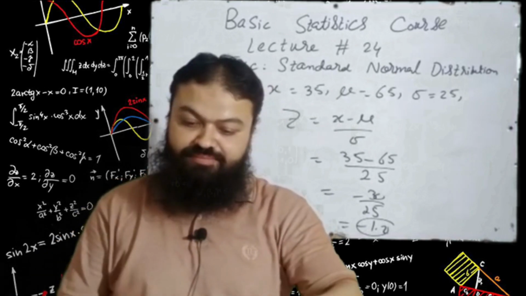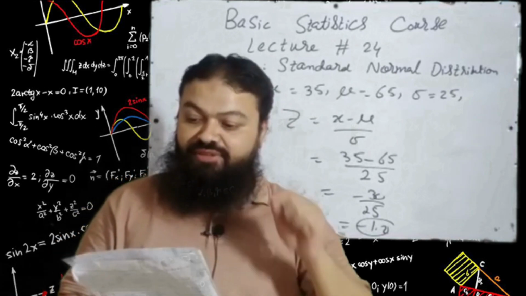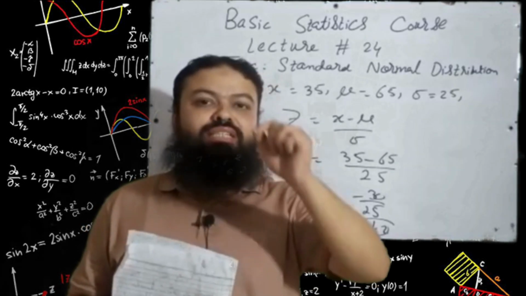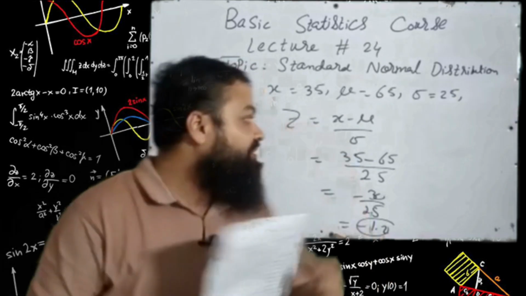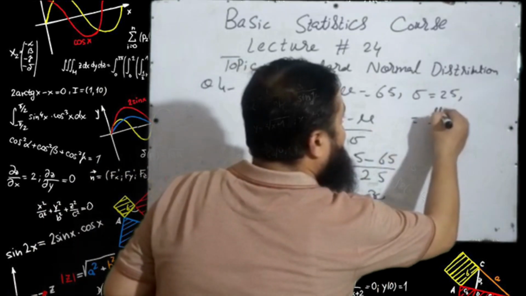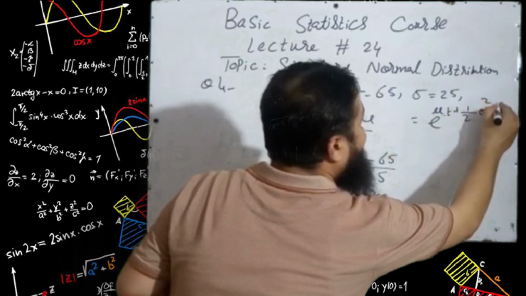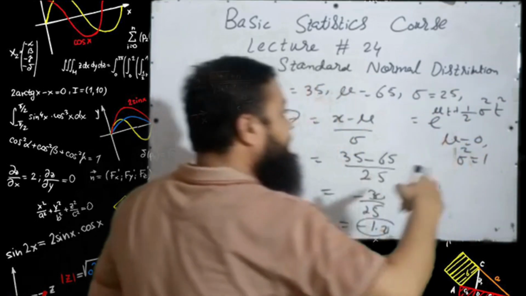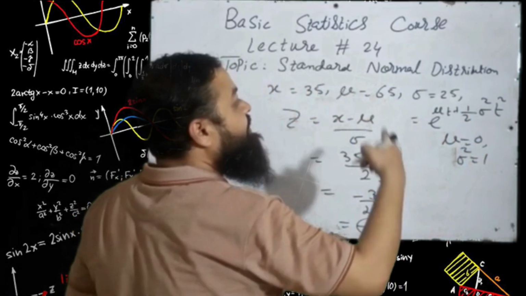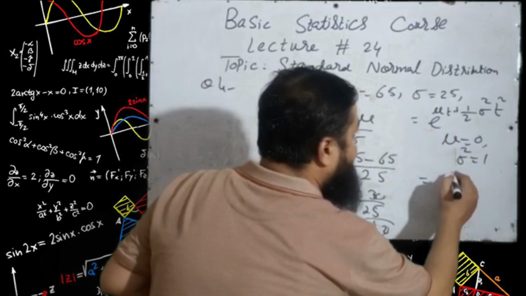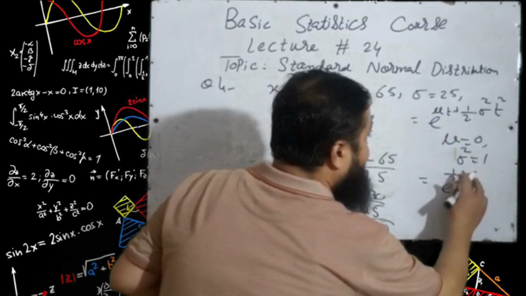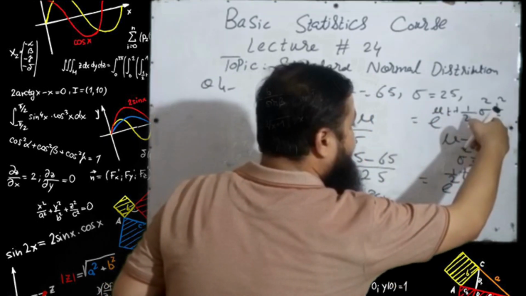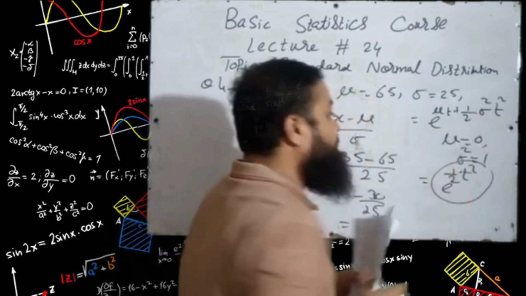Question number 5: the moment generating function of the standard normal variate is given by, dear students, we know the moment generating function of the normal distribution is e raised to power mu t plus 1 over 2 sigma square t square. If we substitute mean is 0 and variance is equal to 1, then we will get the moment generating function of the standard normal distribution, and that will be e raised to power 1 over 2 t square, because 0 into something is 0, and that is 1 into t square over 2. That will be the correct option in the exam.